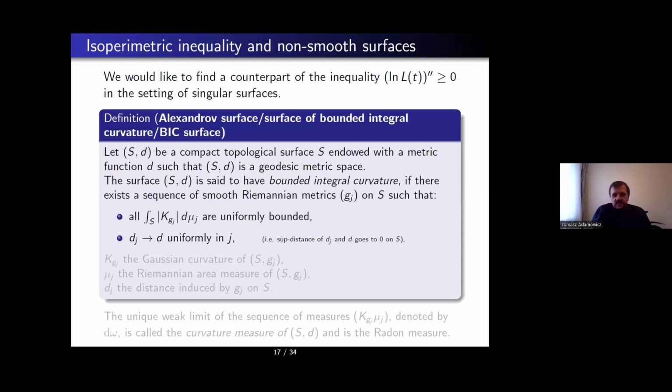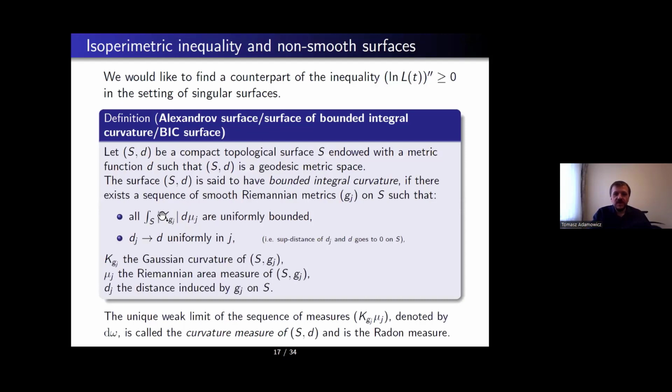Then the surface S is said to have a bounded integral curvature if there exists a sequence of smooth Riemannian metrics Gj that satisfies two conditions. The first condition is that all the integrals of the absolute value of the Gaussian curvature with respect to the metrics Gj and with respect to the Riemannian area measure are uniformly bounded.